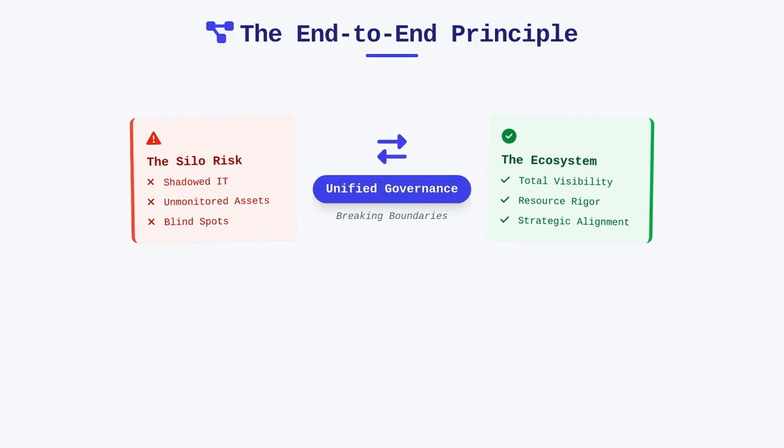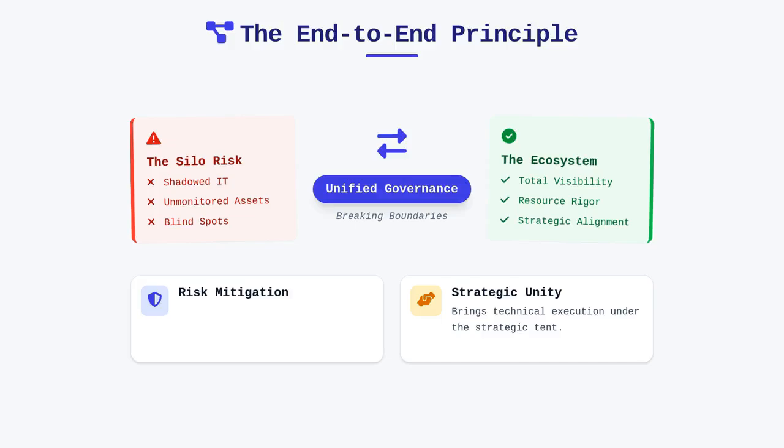Failure to view the enterprise as an end-to-end ecosystem invariably creates blind spots that attackers or systemic inefficiencies can exploit to the detriment of stakeholders.